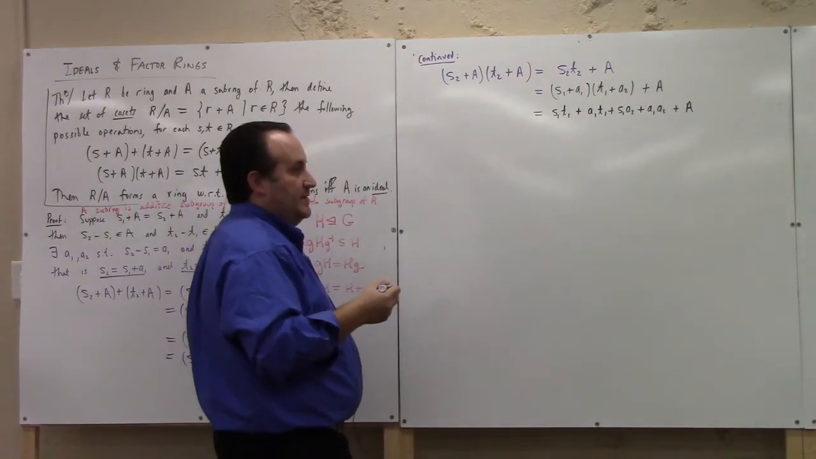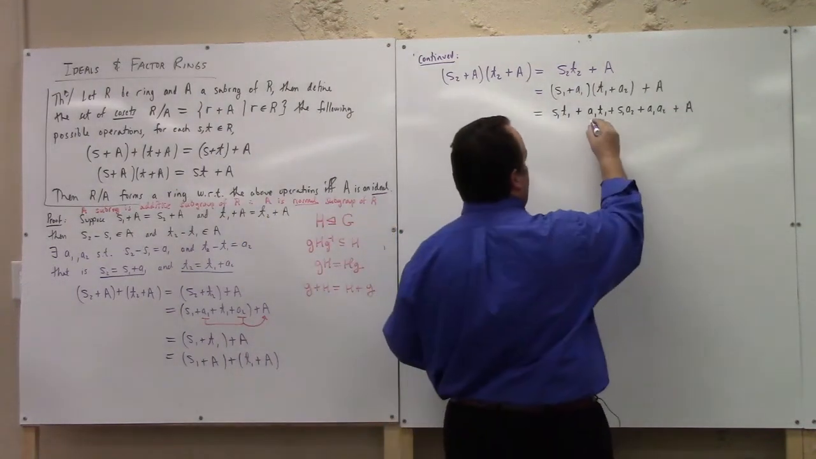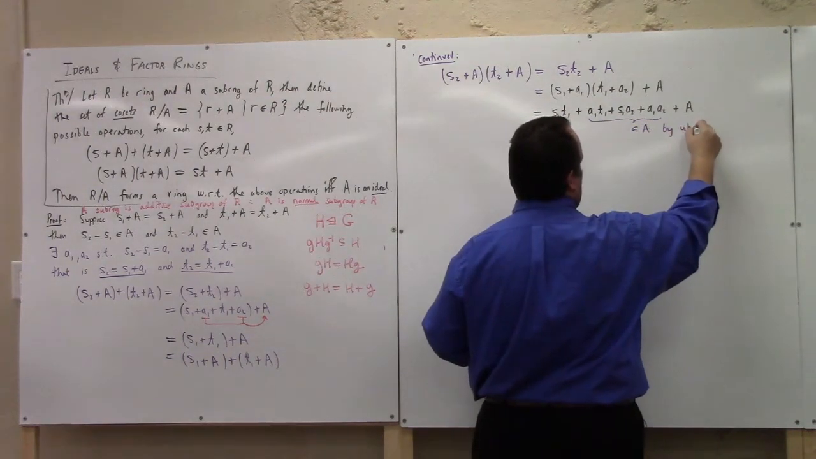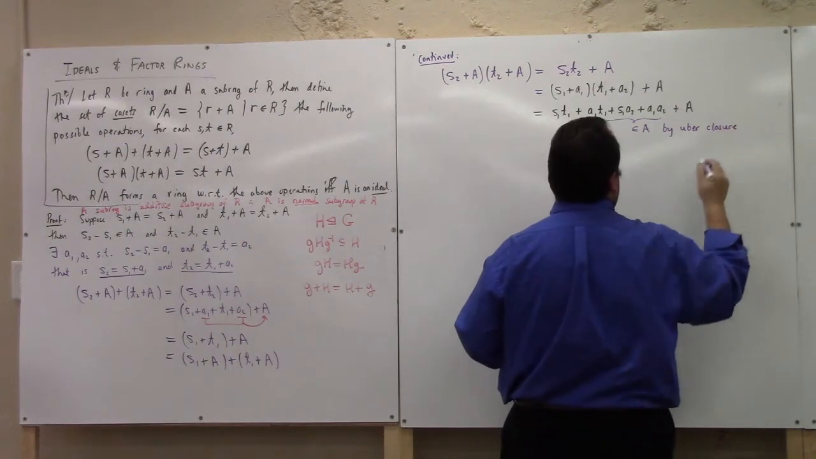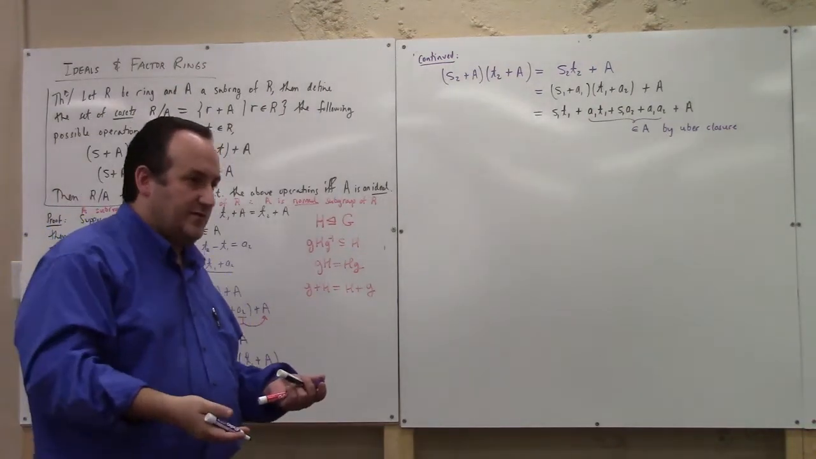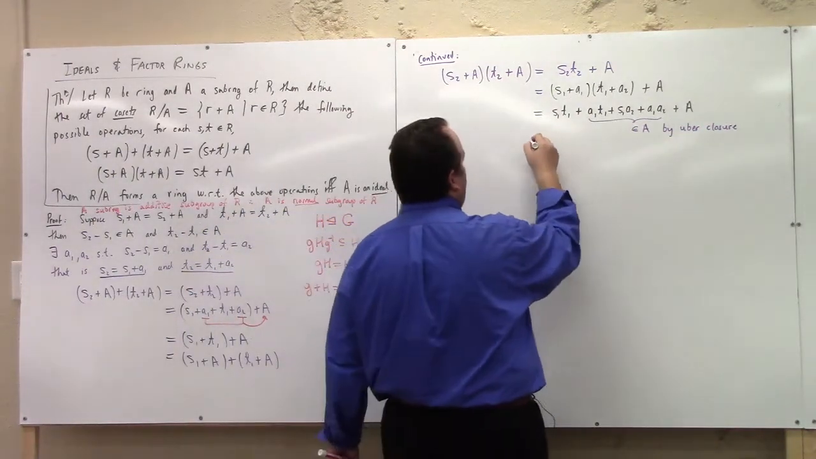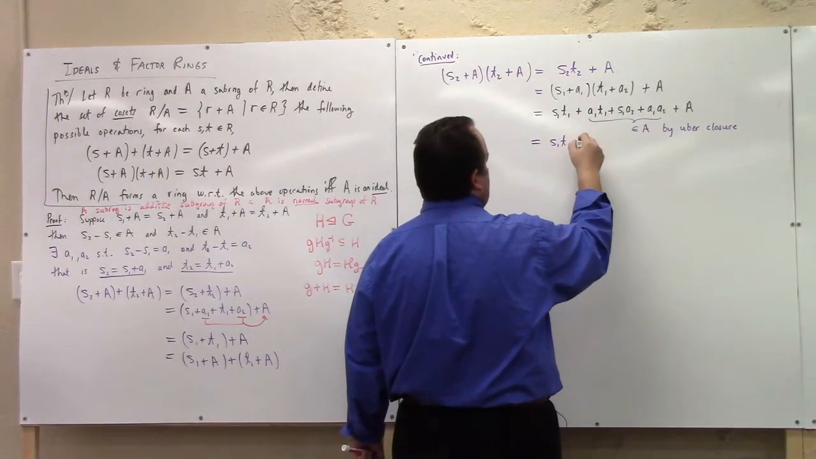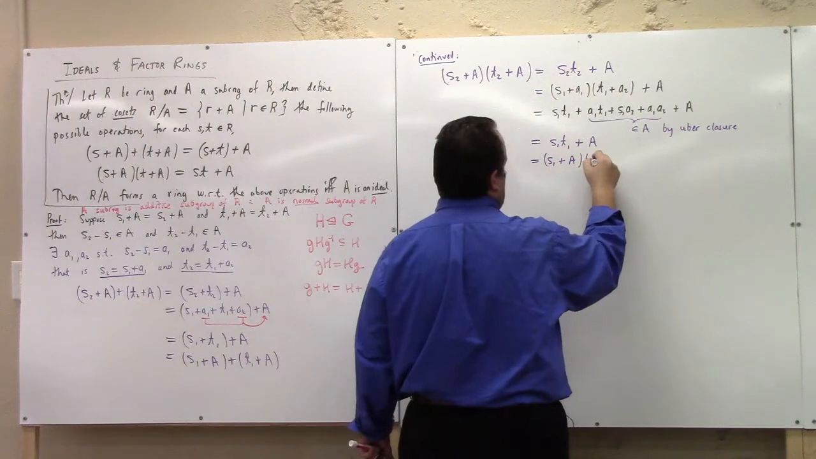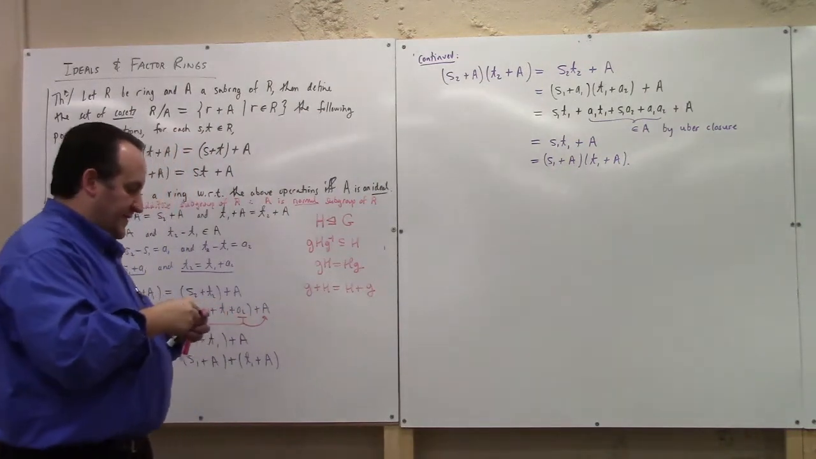But the thing is, notice that everything here is an element of A by uber closure. Well, that's the thing. If A is an ideal, if we have uber closure, then all that stuff gets sucked into A, and we're just left with S1 T1 plus A. Which, of course, we can unwrap like so, and then we've shown that multiplication is well defined. It's independent of the representative.